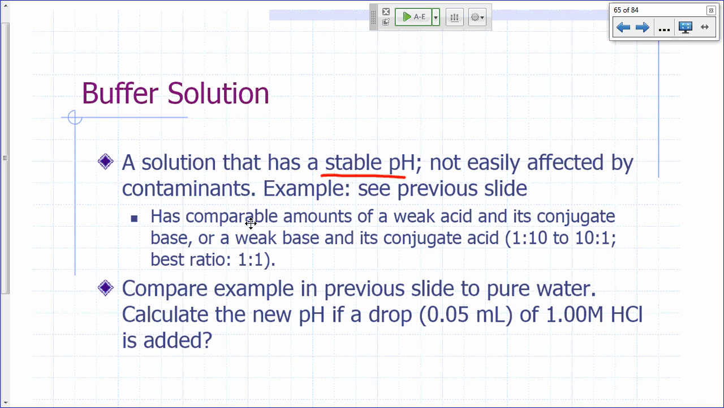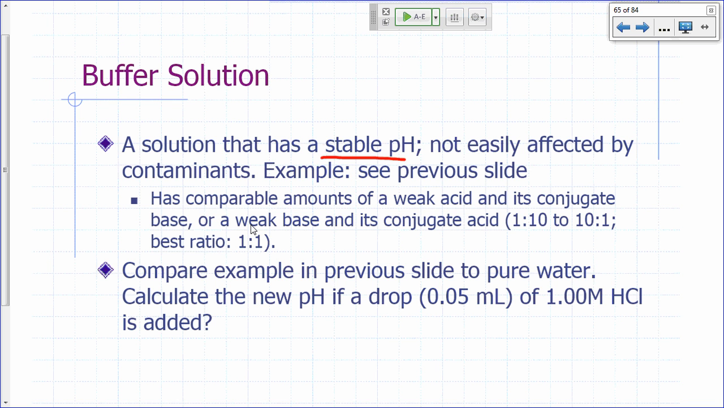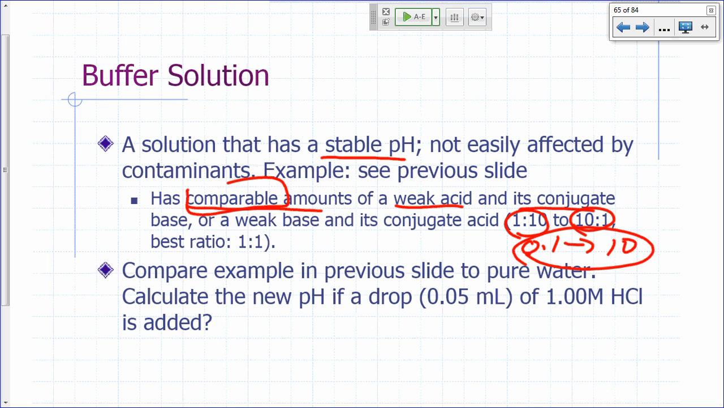All right. So generally, you get a buffer anytime you have comparable and non-trace amounts. It can't be a trace amount. There has to be comparable, significant amounts of a weak acid and its conjugate base, or a weak base and its conjugate acid. When we say comparable amounts, you're looking at a ratio anywhere between 1:10 to 10:1. So if you take the ratio of the amount of conjugate base to the amount of conjugate acid, anywhere from 0.1 to 10, then you have a buffer. The best buffer you can make from that acid-base combination is a 1-to-1 ratio.